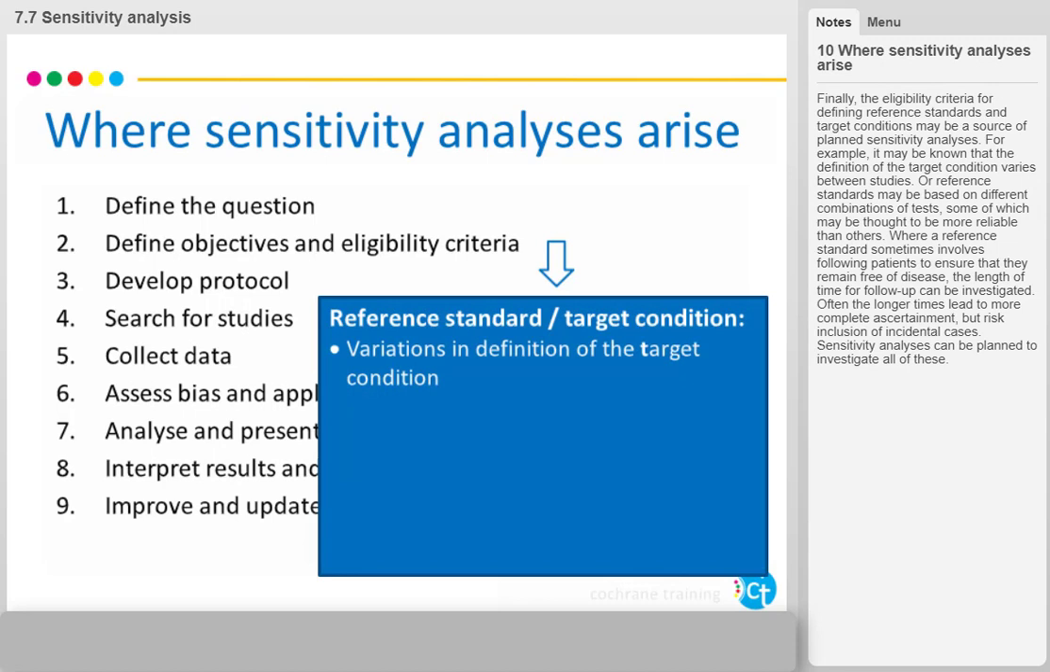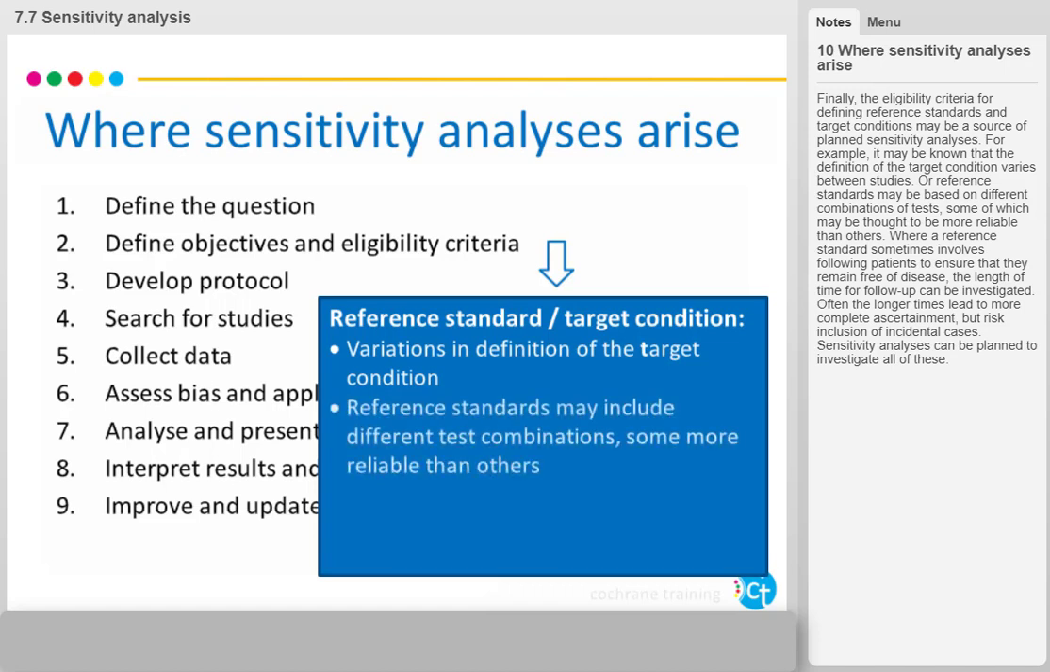Finally, the eligibility criteria for defining reference standards and target conditions may be a source of planned sensitivity analyses. For example, it may be known that the definition of the target condition varies between studies, or reference standards may be based on different combinations of tests, some of which are thought to be more reliable than others.